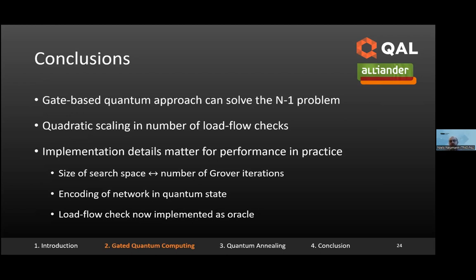We have to find an efficient encoding of a network in a quantum state, and we found an encoding, but it's possible that more efficient ones do exist. And in the current implementation, we implement the load flow check as an oracle. In practice, you would also need to implement the actual load flow computation. But that would call for too much extra information on every specific edge. For this proof of concept, it was too much.